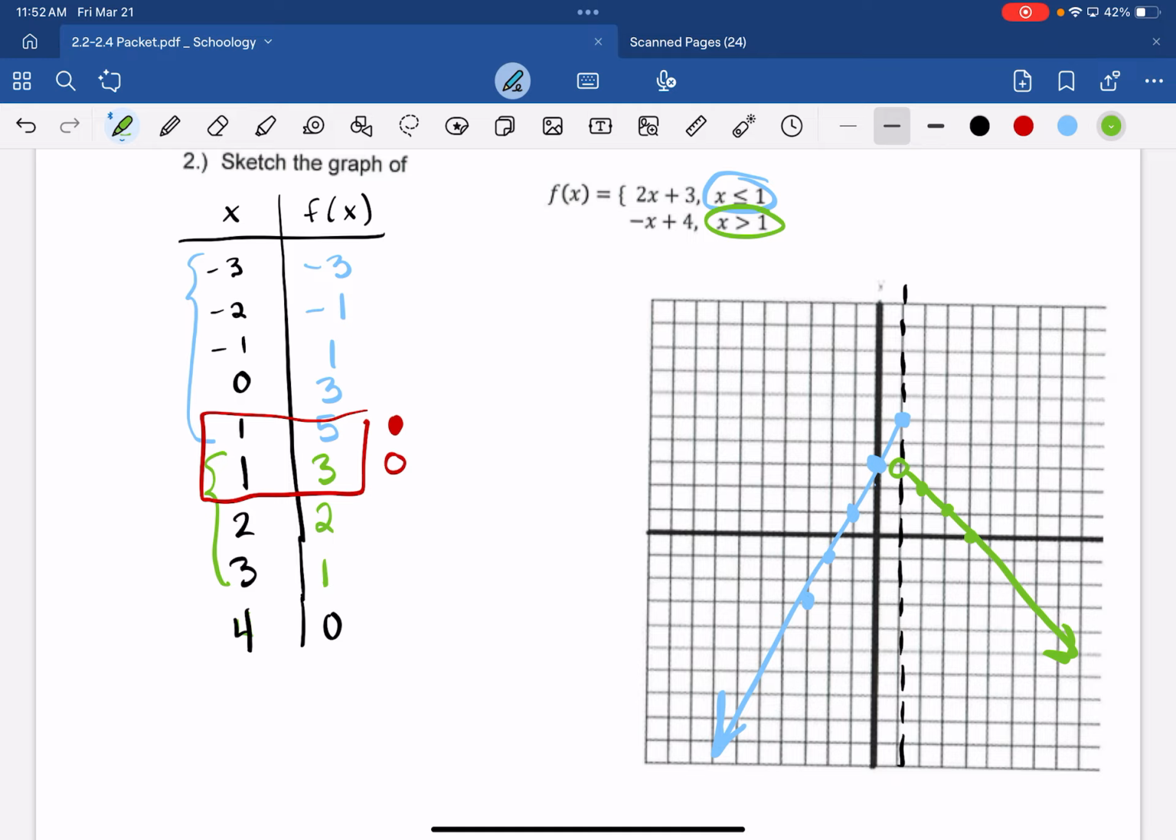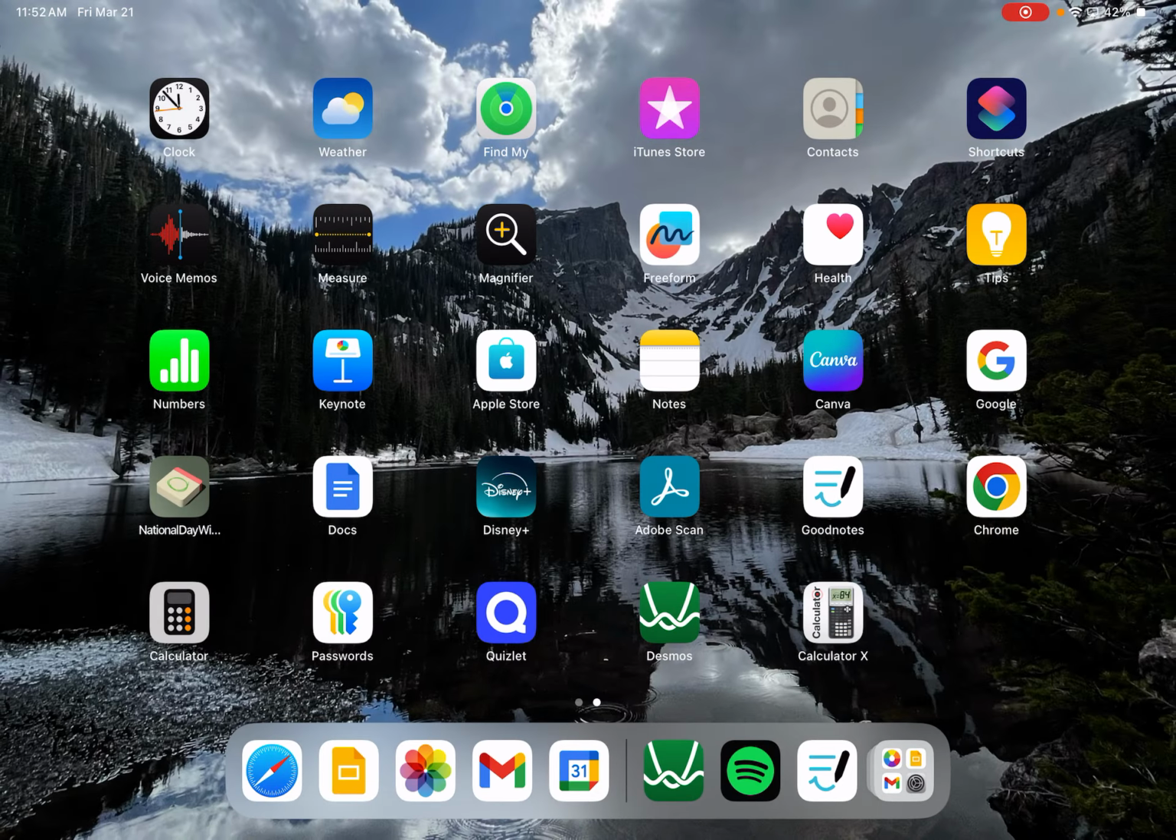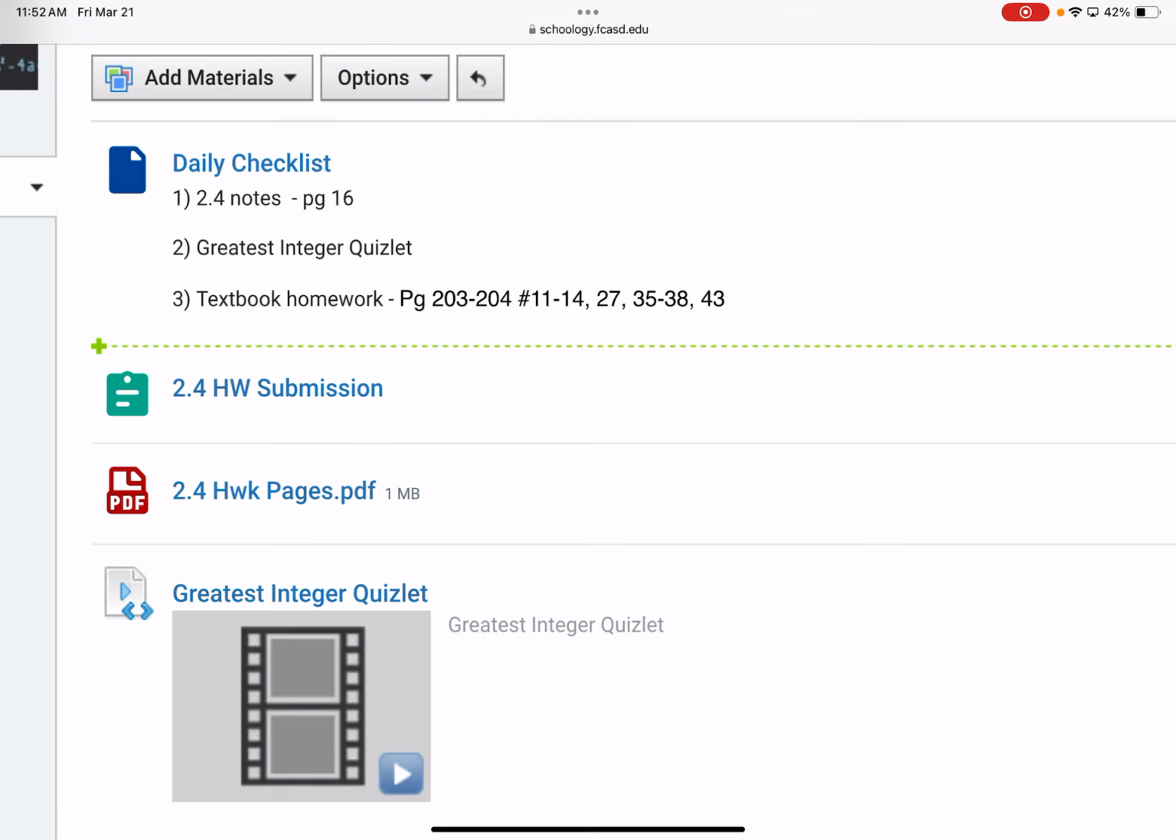Is that Quizlet graded? The Quizlet, no. So when you guys come back, there's a Quizlet in here. Personally, I'm not going to look at it. It's just in there if you would like to practice the greatest integers, but that is not graded. That is more a resource if you would like to practice that. But then the rest of the time is to work on your homework. That was it. Good job, guys.